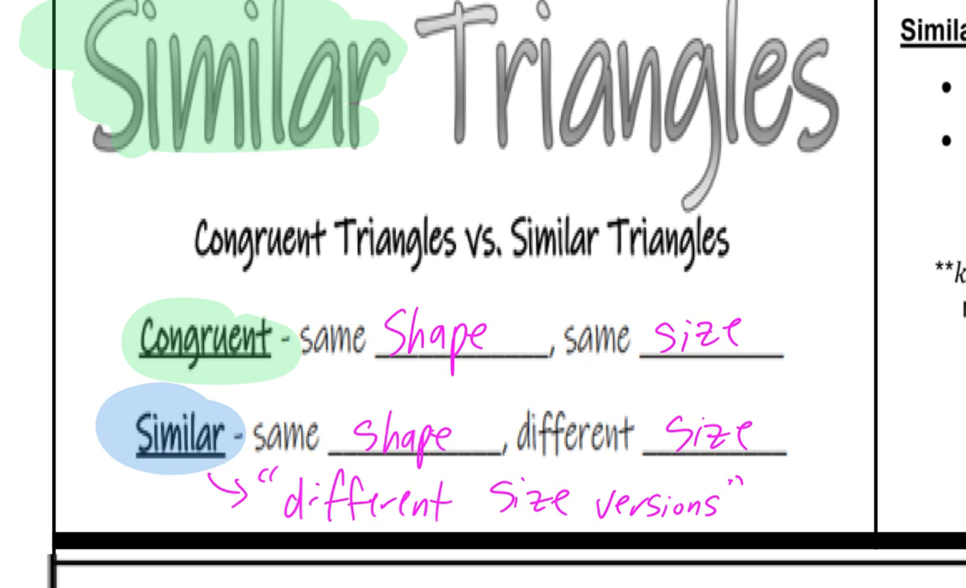So for instance, we could have a triangle just like that, and we could have a triangle just like that. If we said these are congruent, but similar would be something like that and then something like that. And if we said that these angles are the same, then it would be the same size. So that's the difference.